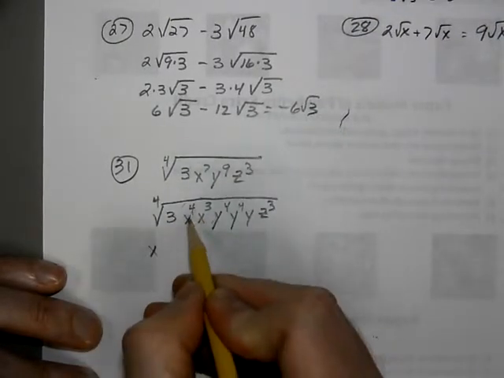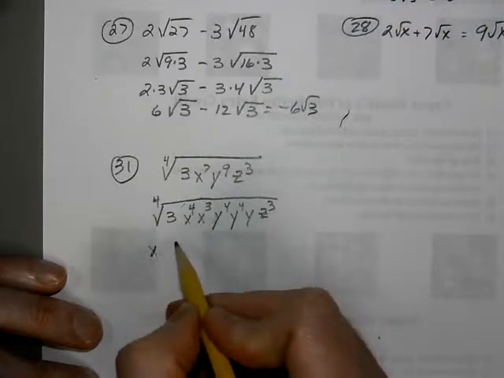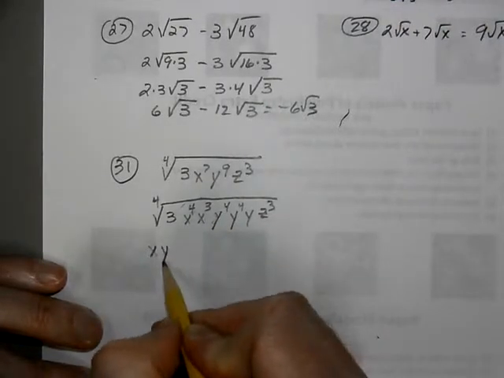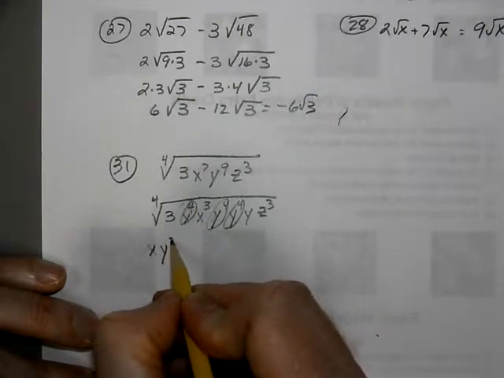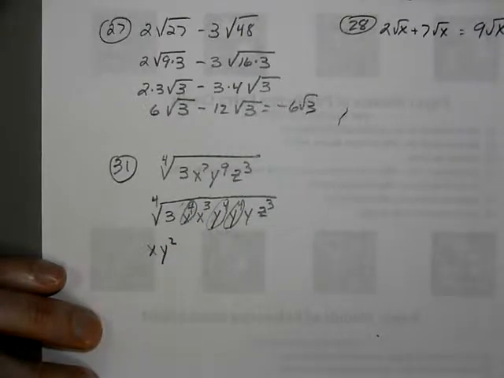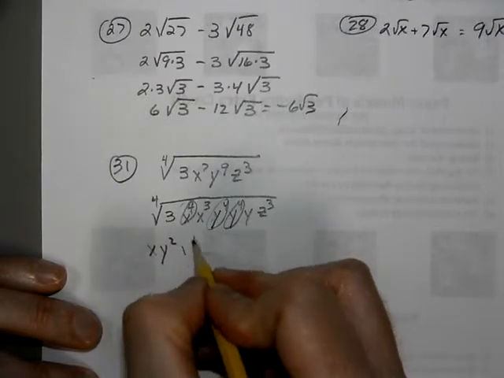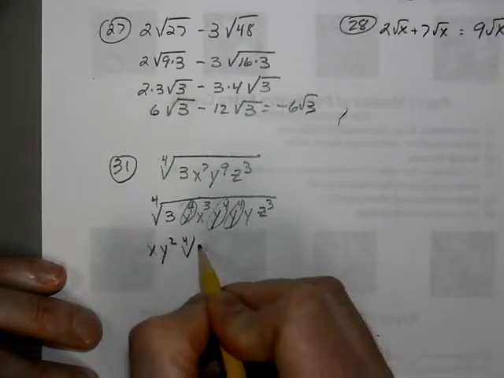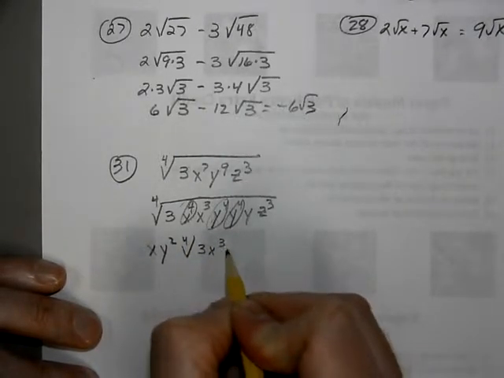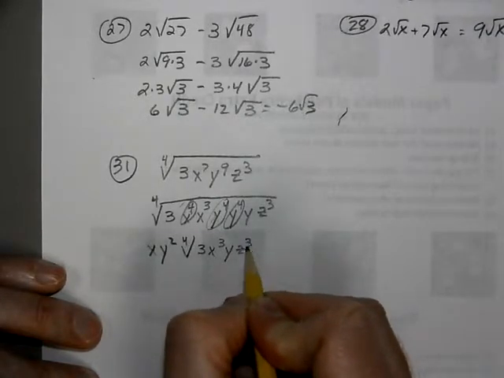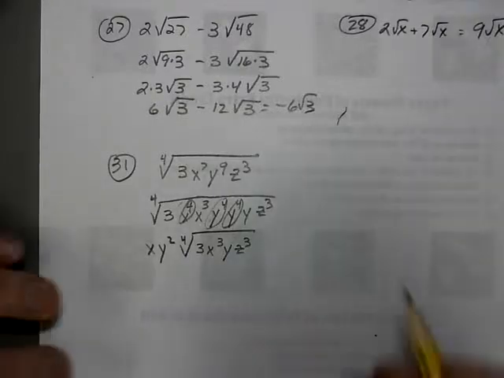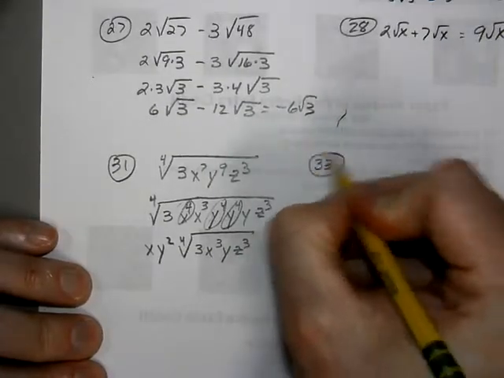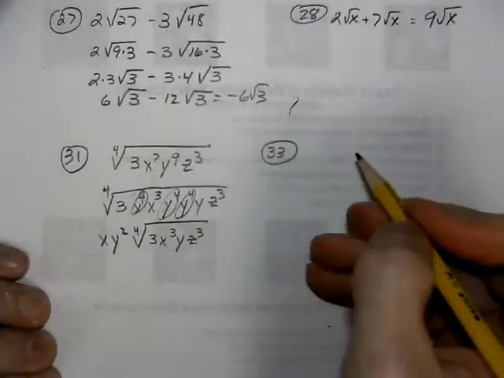We're going to bring an x out because we have 4 of them. We're going to bring a y out twice because there's 2 sets of 4 in there. So this is the 4th root of 3x cubed yz cubed. 33. Last one for this page.